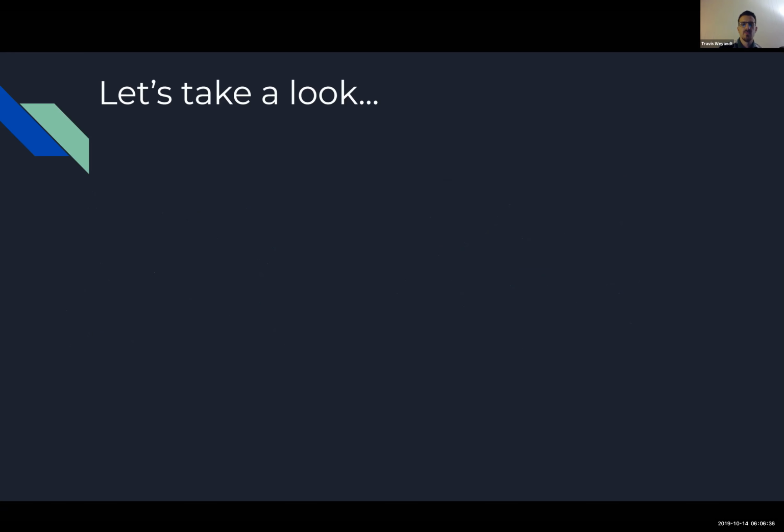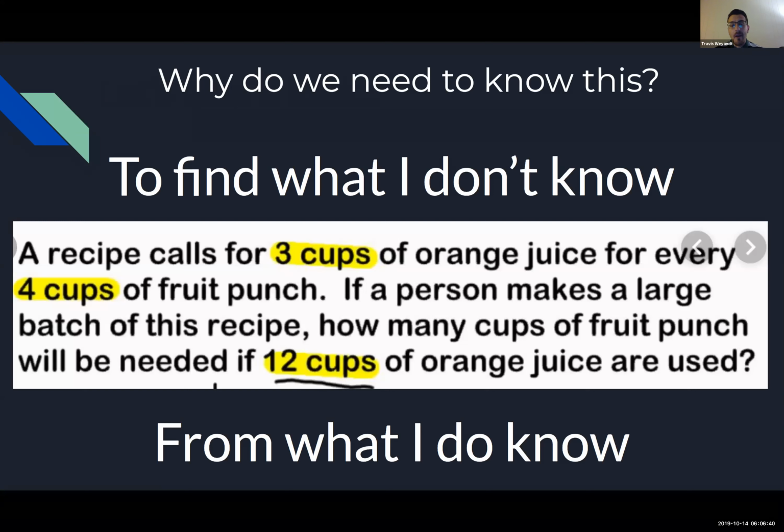So as we move on, why do I need to know this? Well, here's the thing. To find out what I don't know from what I do know, right? We use proportions. And if you notice in the examples that we worked on, even with the unknown, we can use what we know to find out what we don't know, right?